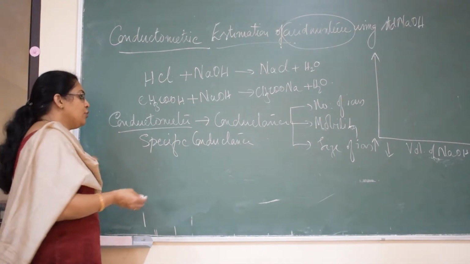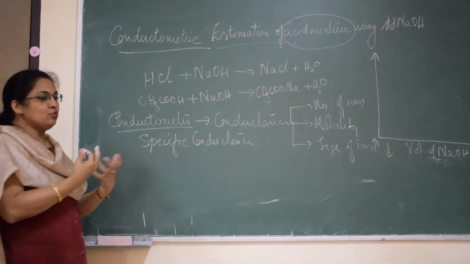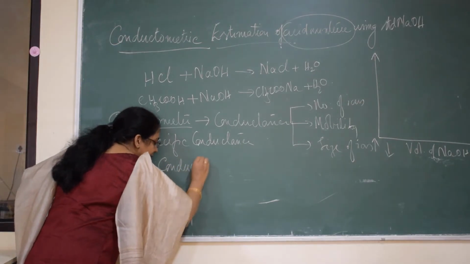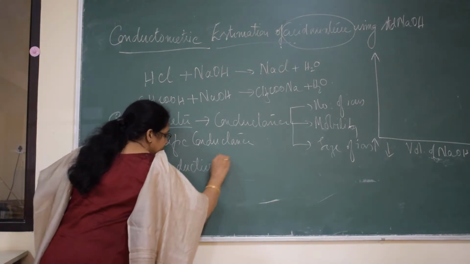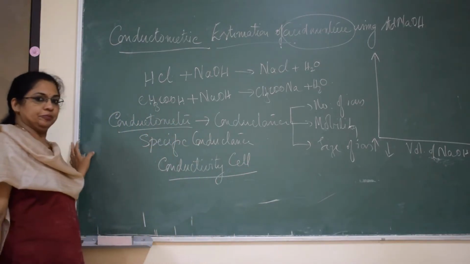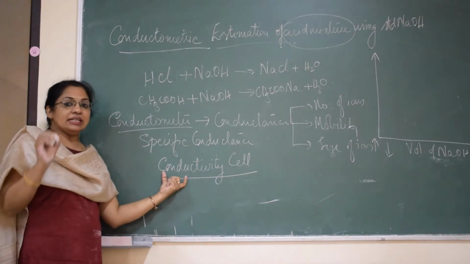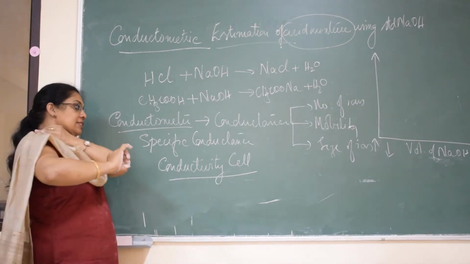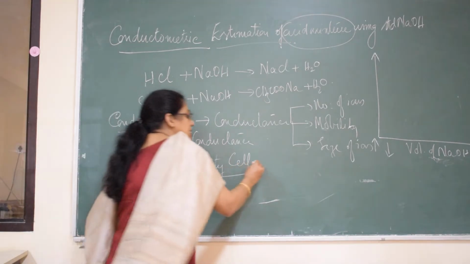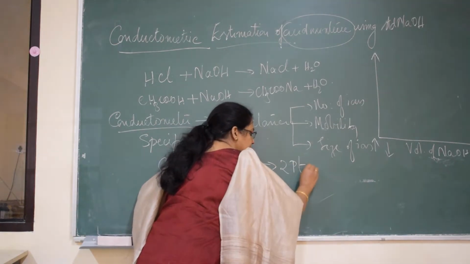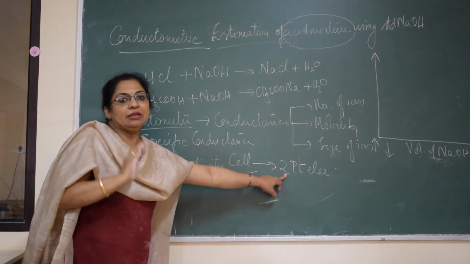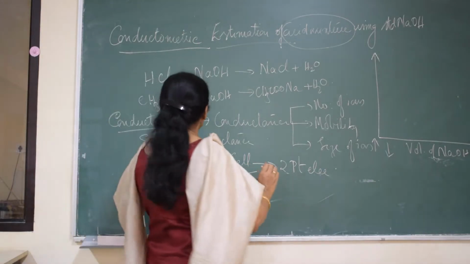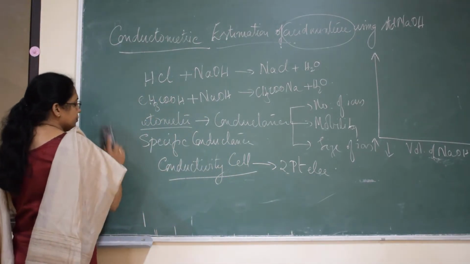This is usually found out by using a cell. Here again it's the movement of ions, movement of current. So we use a cell, and the name of the cell is the conductivity cell. I am going to use a conductivity cell. This is a specially designed one. As you know, any cell is made up of 2 electrodes, and this is made up of 2 platinum electrodes. It's like this, I'll just show you here.